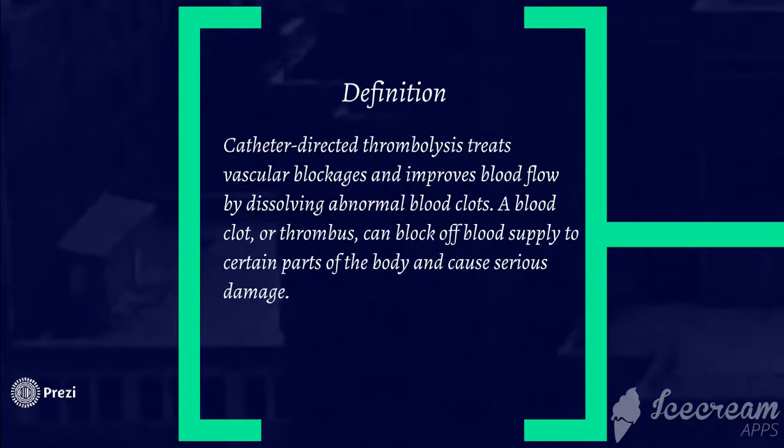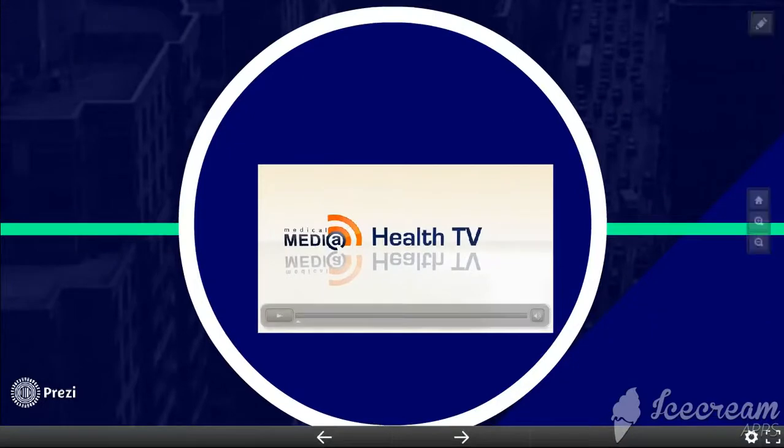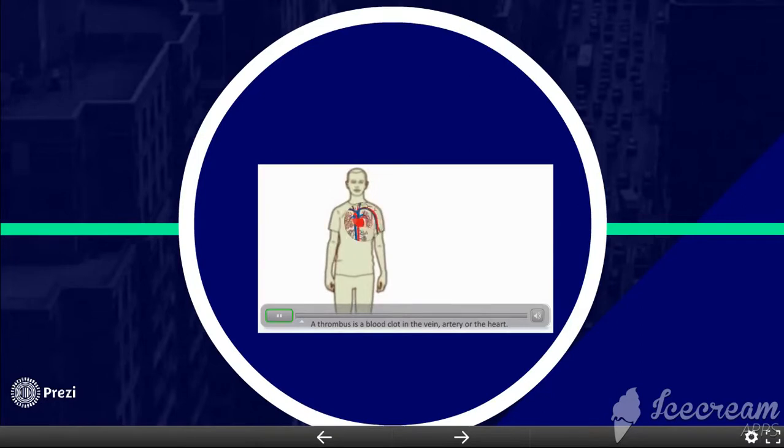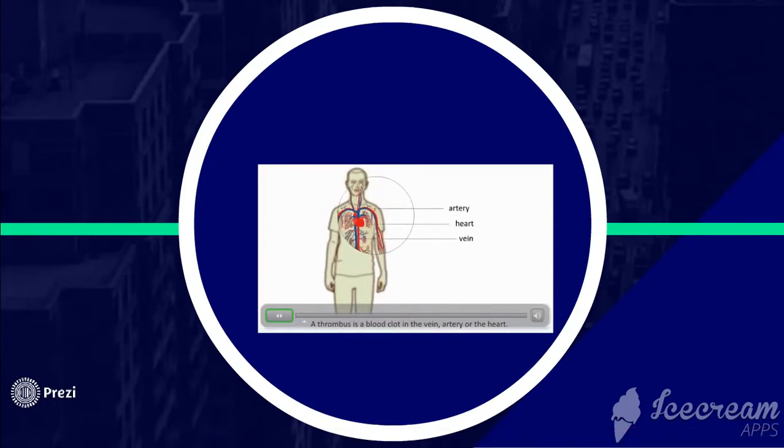Definition: Catheter directed thrombolysis treats vascular blockage and improves blood flow by dissolving abnormal blood clots. A blood clot or thrombus can block off blood supply to certain parts of the body and cause serious damage. A thrombus is a blood clot in a vein, artery or heart. A blood clot can completely or partially block a blood vessel.